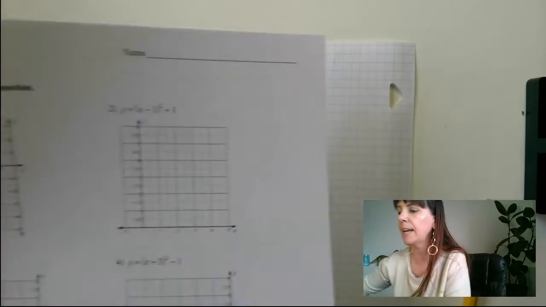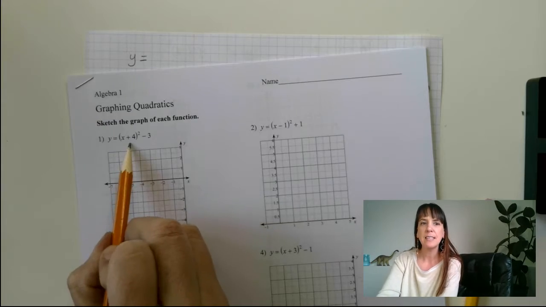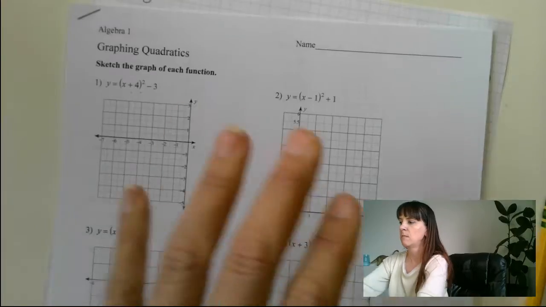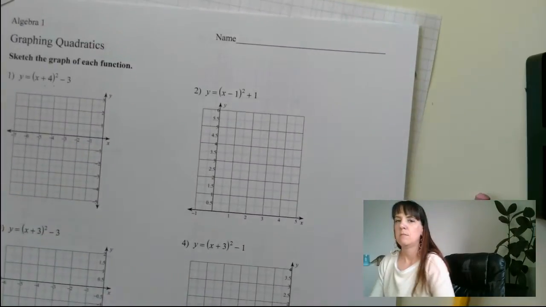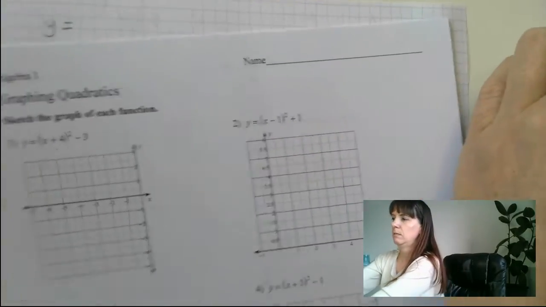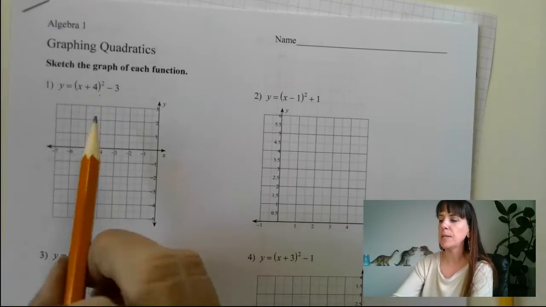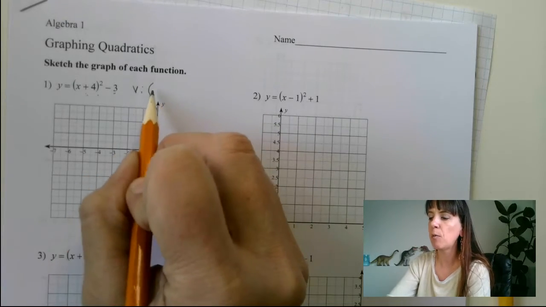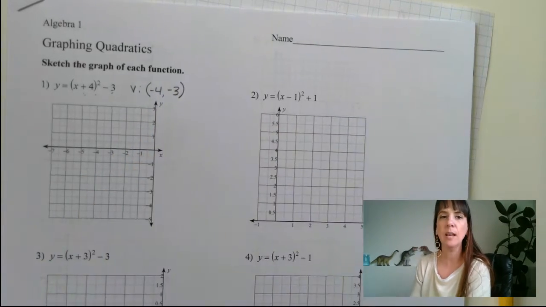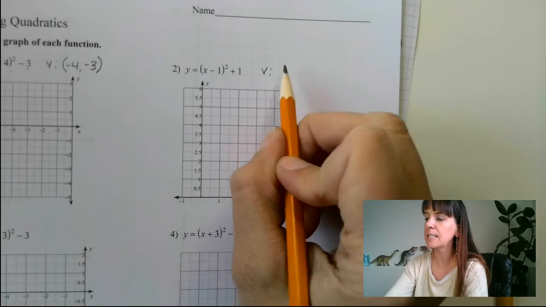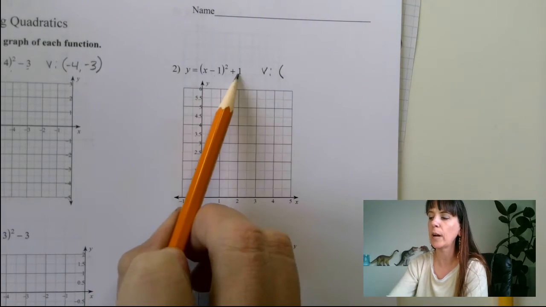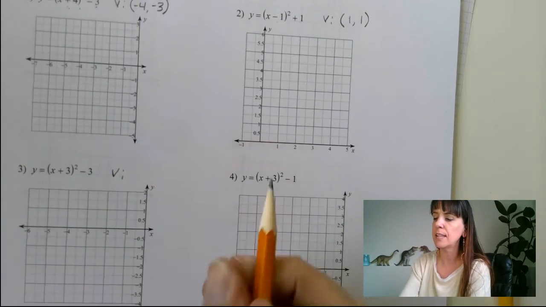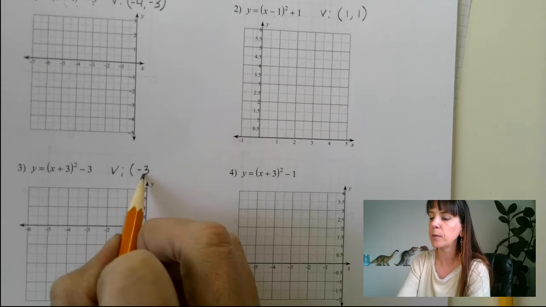The vertex on this guy, we know it's opposite this, regular this. So our vertex is going to be negative 4, negative 3. Okay, let's look at this one. Our vertex here is going to be opposite this, regular this. So it's going to be 1, 1. Our vertex on this guy, negative 3, negative 3.